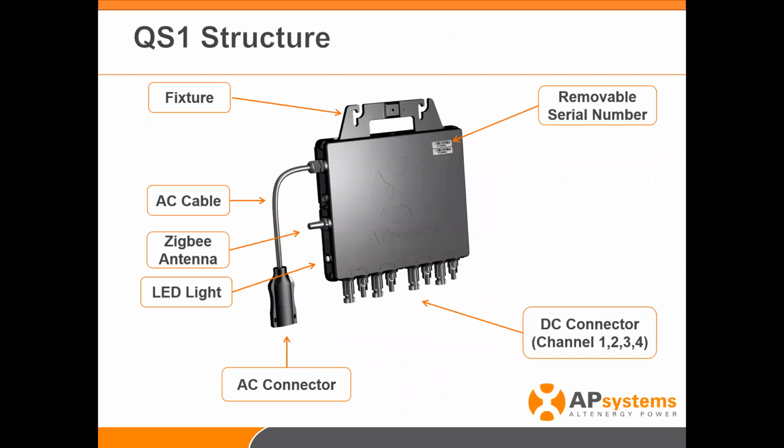QS1, very similar again. And I can't emphasize enough the peel off stickers right here. These removable stickers are going to give you the ability to map your system properly. All the pieces and parts, again, are identical. The AC connector, I want to point out, is the same as the YC600. So this particular product can be used on the exact same trunk line.